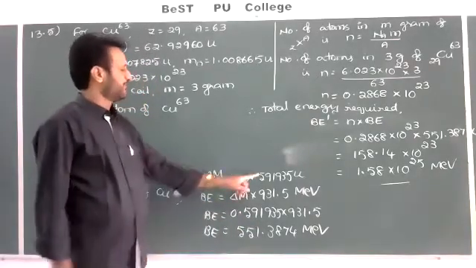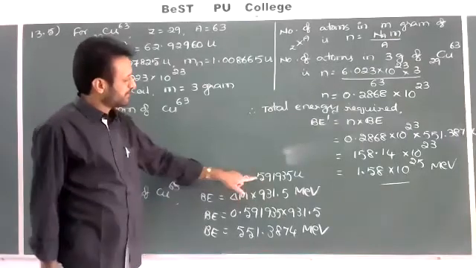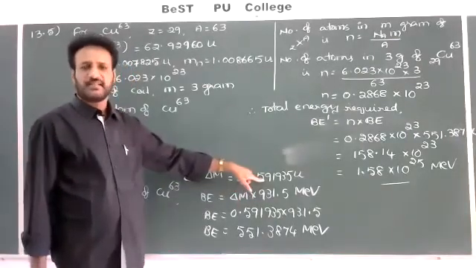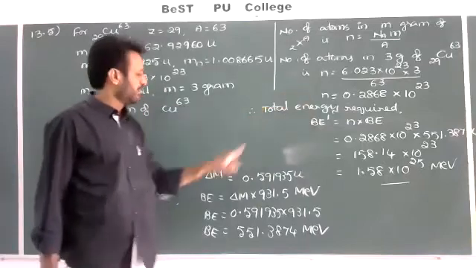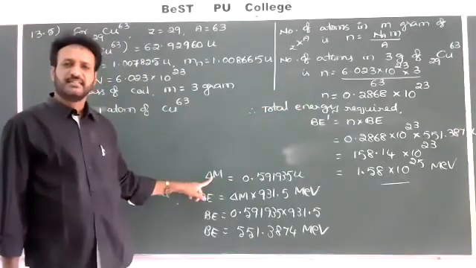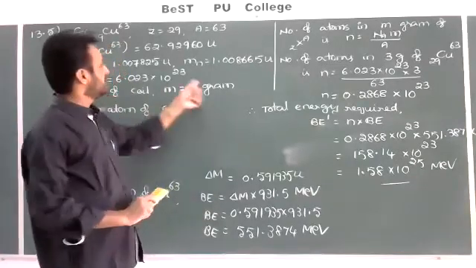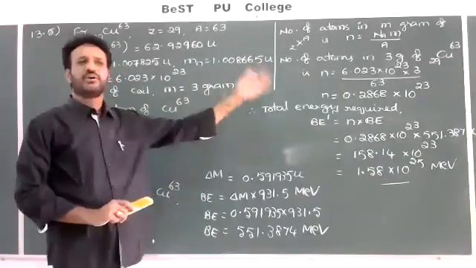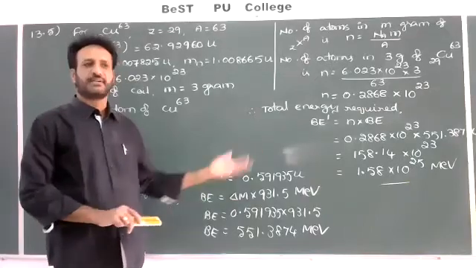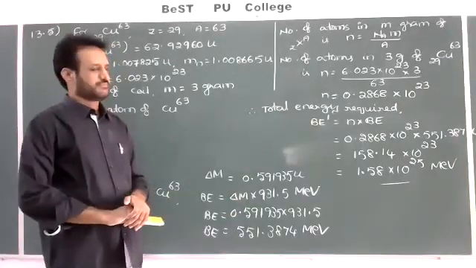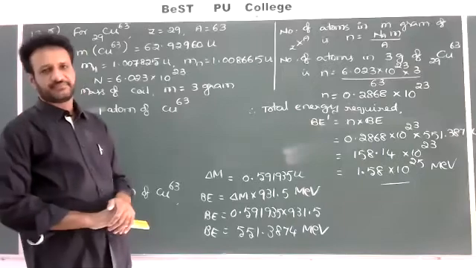Here, if you multiply the number of atoms you got with the mass defect, what will you get? You will get the total mass defect in all the atoms in the 3 grams. And then you have to multiply again with 931.5. We will get the total binding energy.